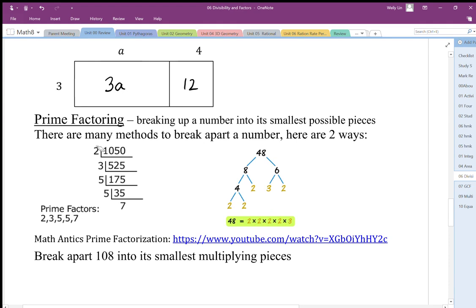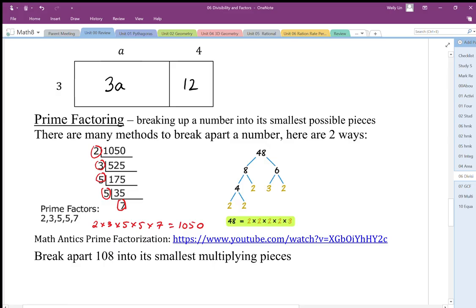We can do prime factoring in this kind of box method, where we start with 1050, and we can divide by 2, we get 525. We divide by 3, we get 175. Divide by 5, divide by 5, we end up with 7. So these represent our divisors, which represent our factors. But these are prime factors. When we multiply them all back together, we're going to end up back with our original number of 1050. Okay, so we multiply that back together, we end up with 1050.